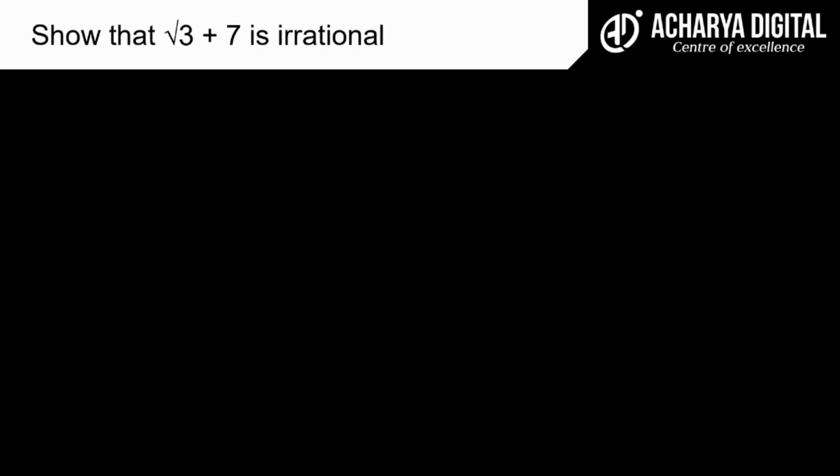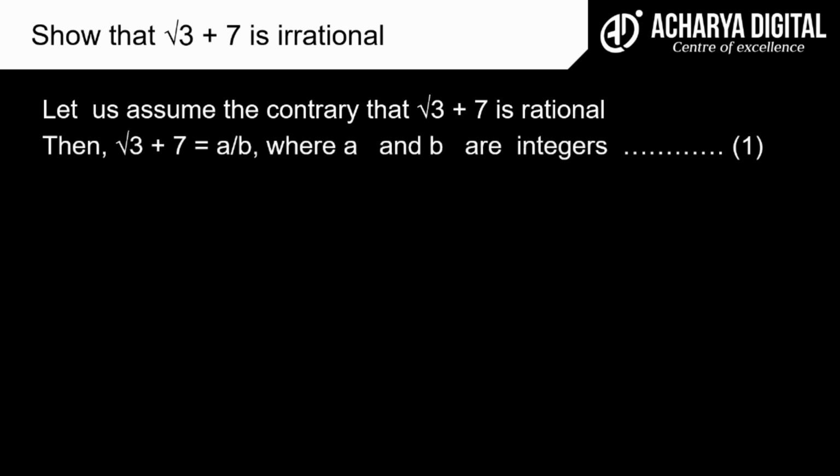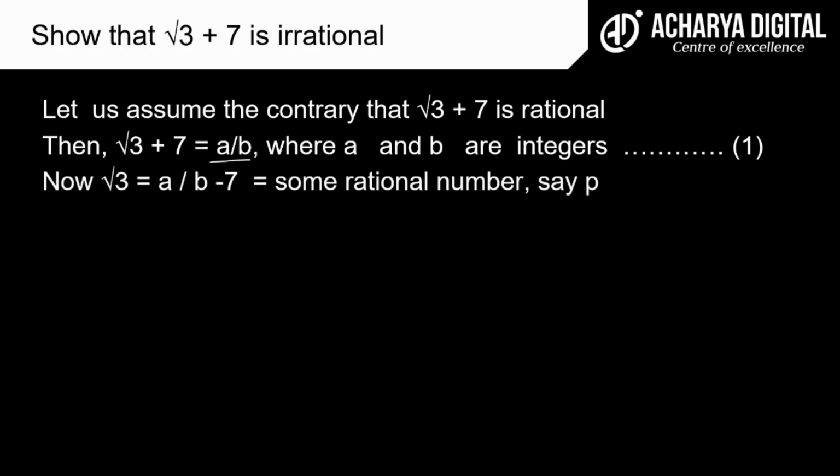Now next example. Show that root 3 plus 7 is irrational. Let us assume the contrary, that root 3 plus 7 is rational. So if it is rational, I can write root 3 plus 7 as a by b, where a and b are integers. If I shift this 7 to the right hand side, I will get root 3 equal to a by b minus 7. Now here a by b is a rational number, 7 is a rational number. So their subtraction will be of course a rational number. Let us consider this subtraction, that is the right hand side, as p. So root 3 equal to p.